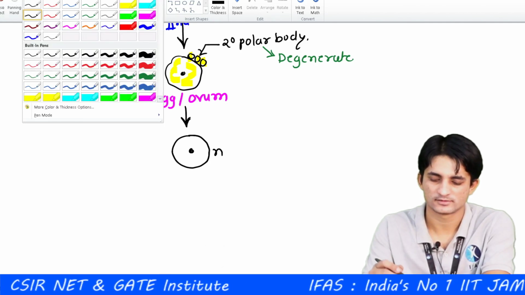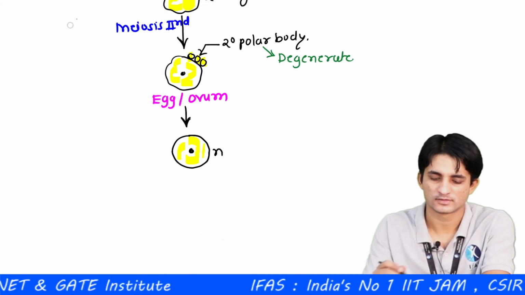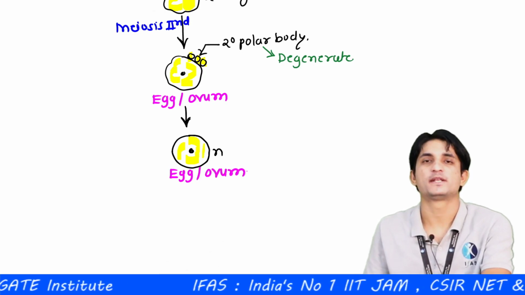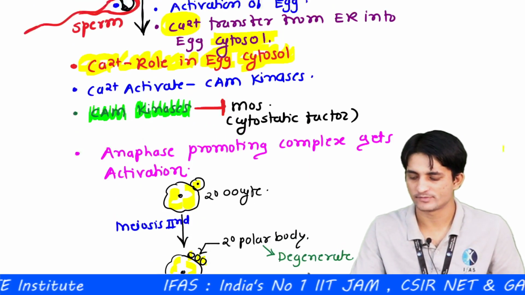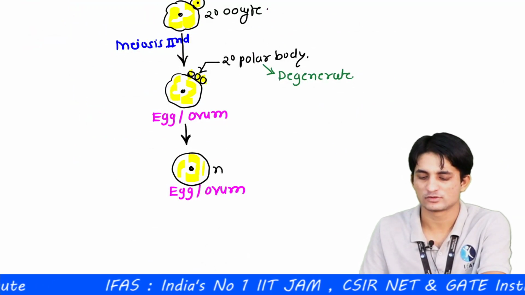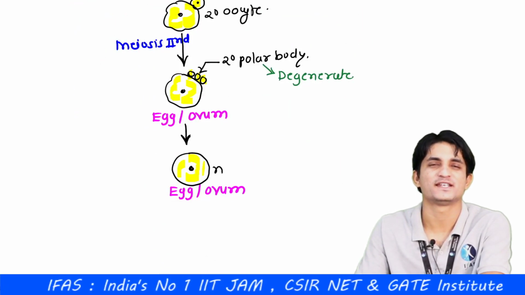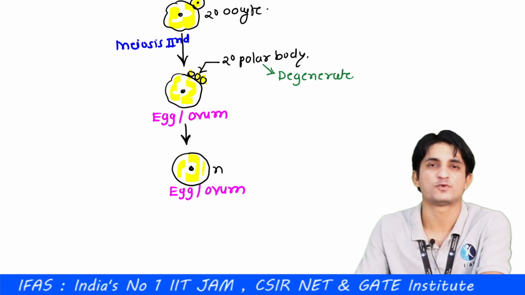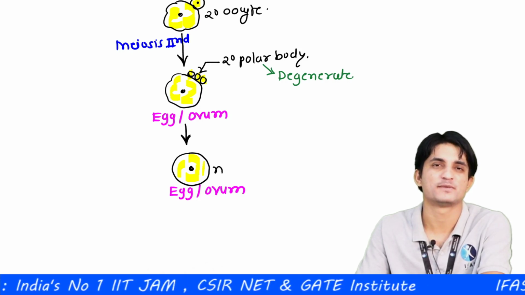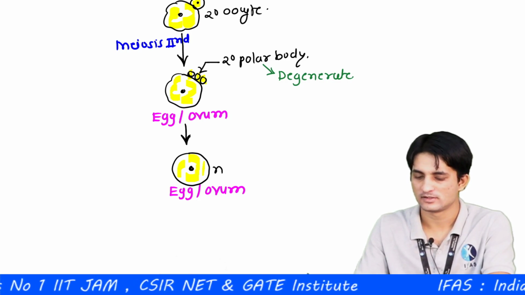So this is the egg or ovum, formed after sperm interaction. This is the egg or ovum formation after the fertilization. So this is the oogenesis that we have discussed. In oogenesis a single egg is formed from 1 oogonium, but in spermatogenesis 4 sperms are formed.